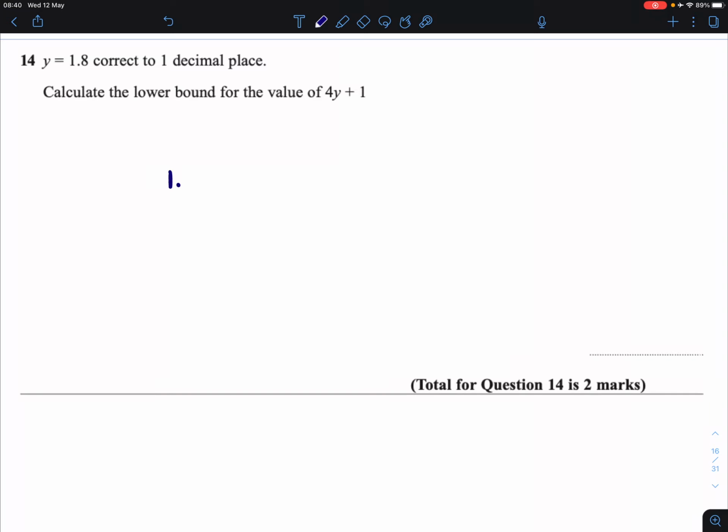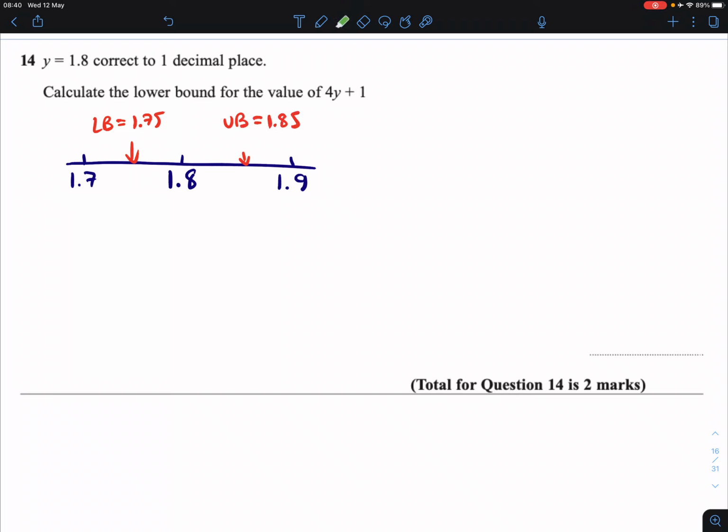So 1.8 is the number that we start with. The fact that it is correct to 1 decimal place, basically if you figure out what the next 1 decimal place answer is, and the previous 1 decimal place answer is, your upper and lower bounds are what's in between. So our lower bound here, halfway between 1.7 and 1.8, is 1.75, and your upper bound is 1.85.